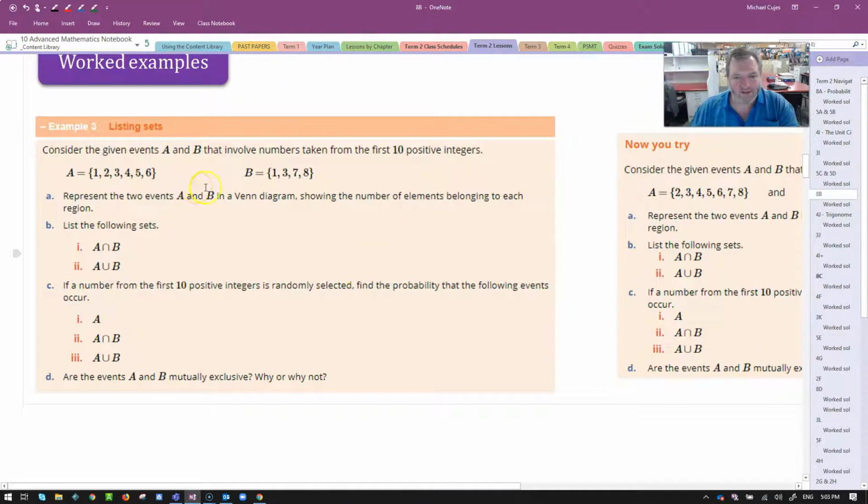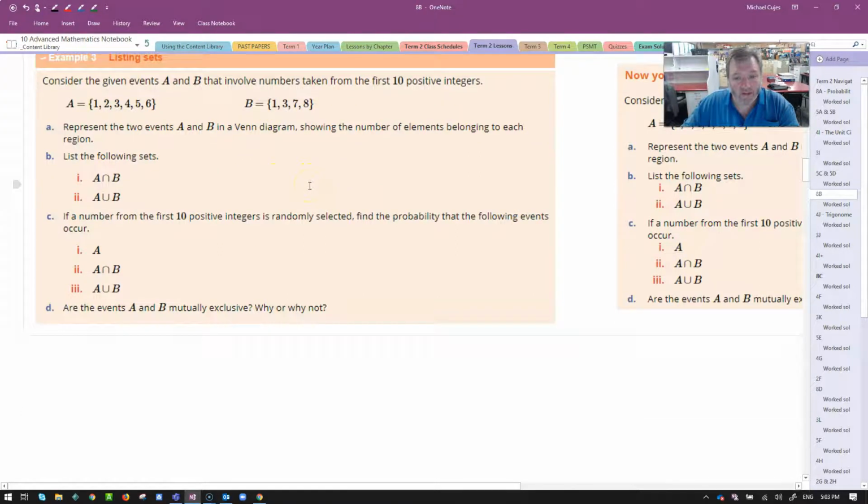Consider the given events A and B that involve the numbers taken from the first 10 positive integers. A is a set of numbers 1 to 6, the numbers that appear on the faces of a die perhaps. And B are the numbers 1, 3, 7 and 8. Don't know why they chose those, but they did. Represent the two events A and B in a Venn diagram showing the number of elements belonging to each region.